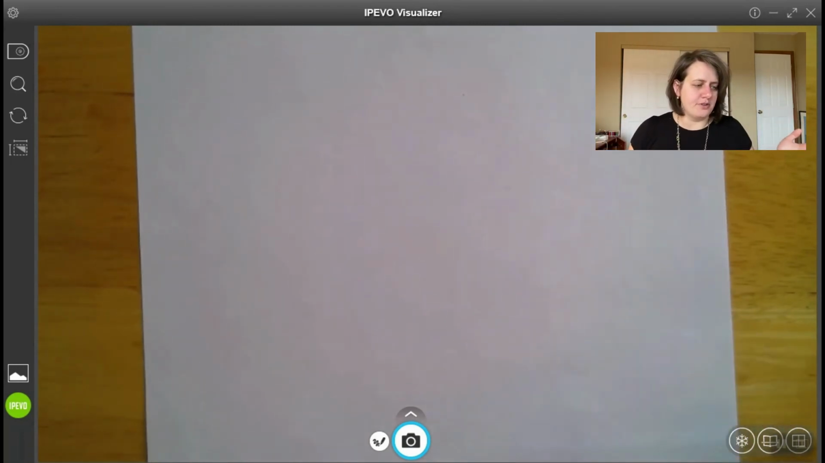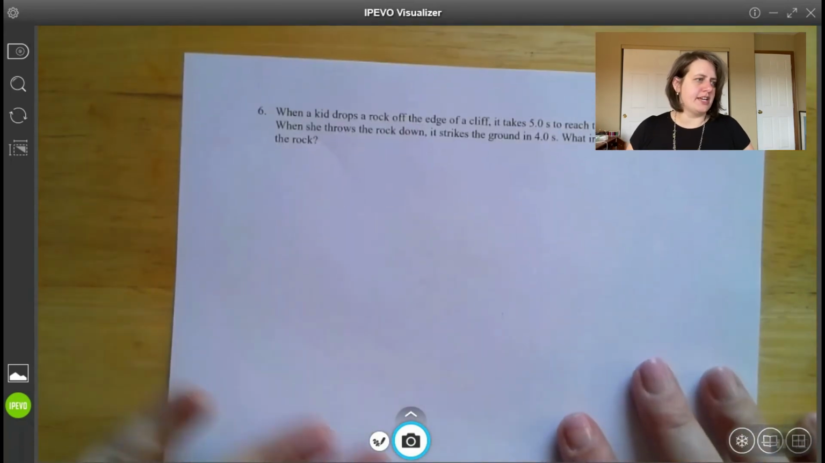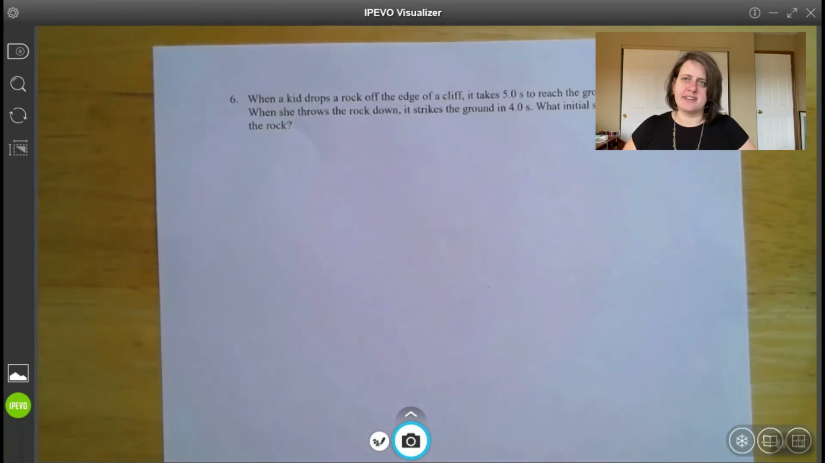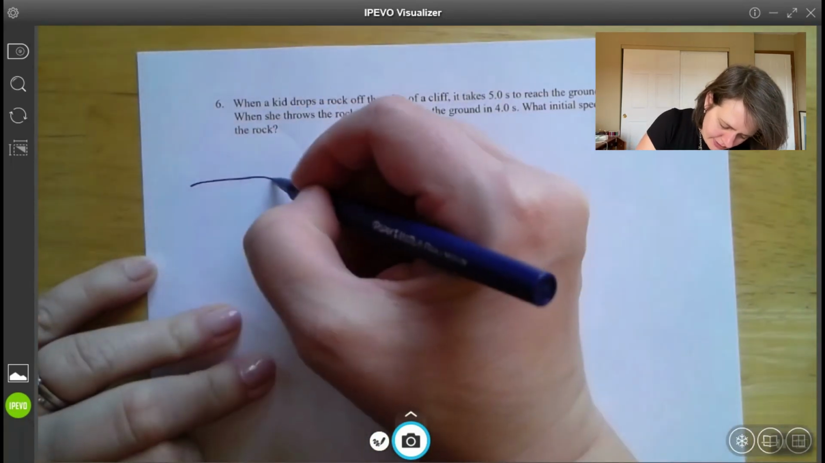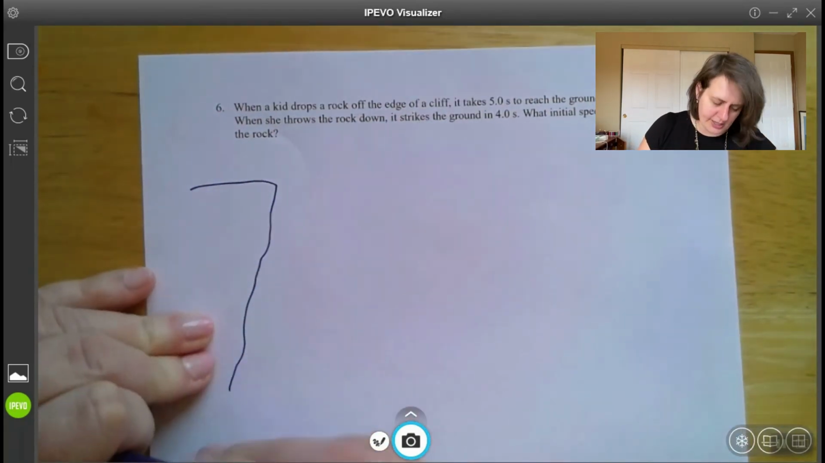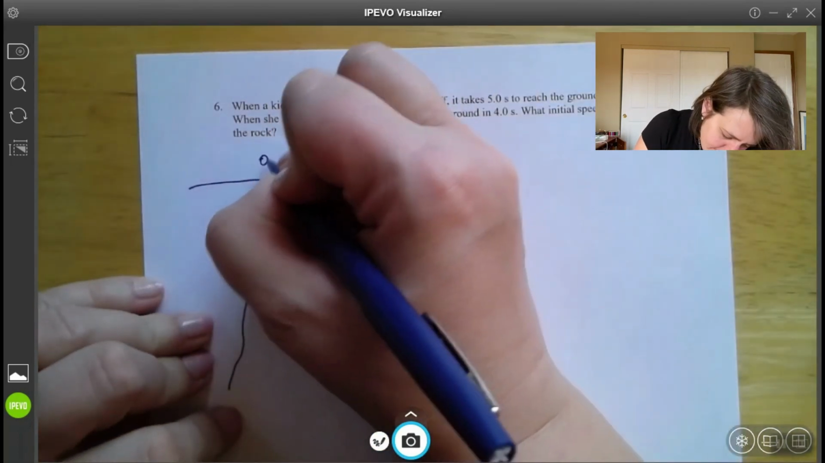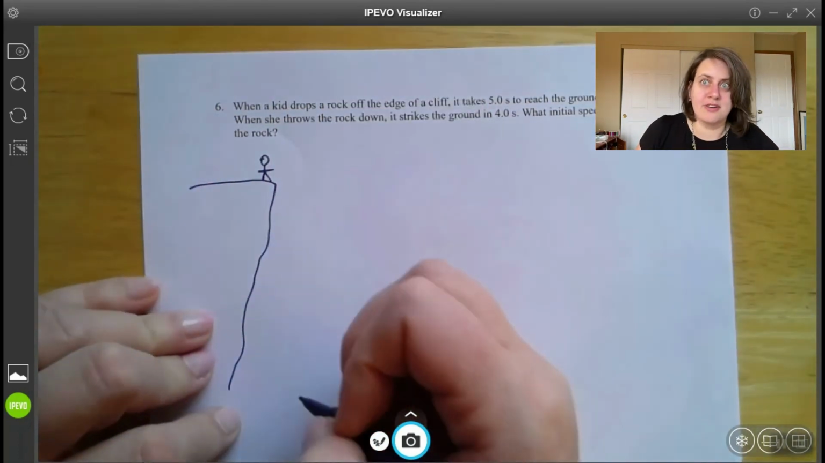When a kid drops a rock off the edge of a cliff, it takes 5 seconds to reach the ground below. So we need to have a cliff. Let's draw these cliffs with kind of a hangover there. It reminds me of Red River Gorge. It's a great place to hike.